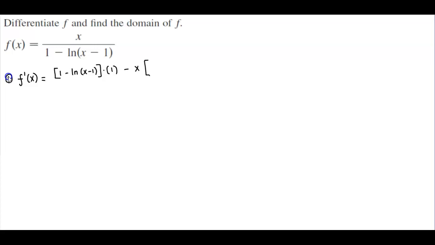So the derivative of the denominator is, we got minus natural log of x minus 1. So it's going to be minus 1 over x minus 1 times the derivative of what's inside, which is 1, all over 1 minus the natural log of x minus 1 squared.